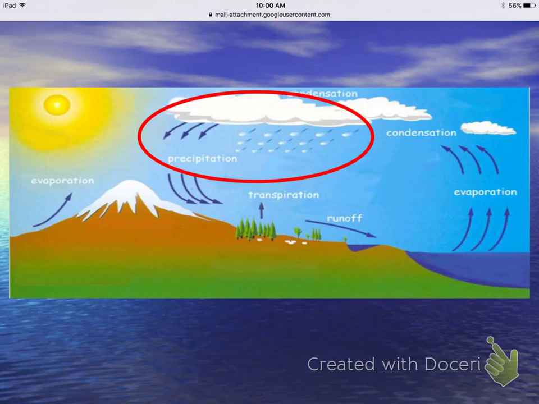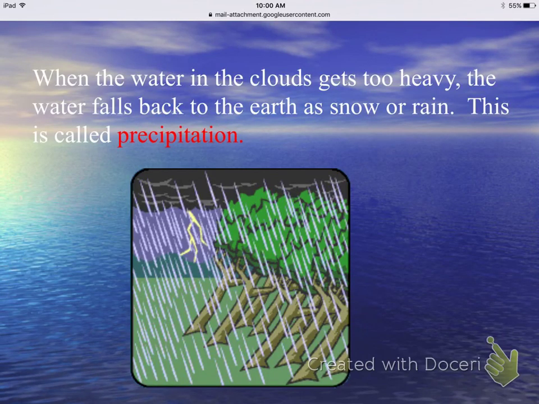The next stage of the water cycle you can see circled is precipitation. Precipitation occurs whenever the clouds that are formed during condensation get too heavy and they release the water in the form of a liquid or a solid. So when the water in the clouds gets heavy, it falls back down to earth through the cycle of the water cycle, and it falls down in the form of rain, snow, sleet, or hail. That's called precipitation.